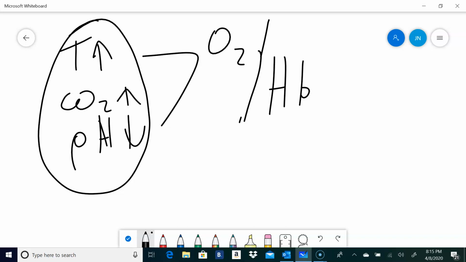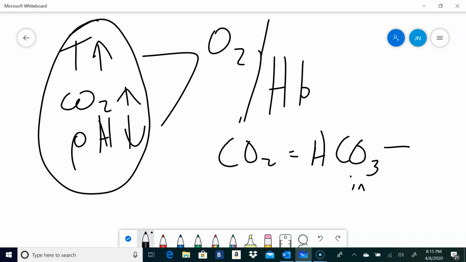You should remember that most oxygen is carried in the blood bound to hemoglobin. Carbon dioxide is carried in the blood as bicarbonate. Most carbon dioxide travels in the blood as bicarbonate.